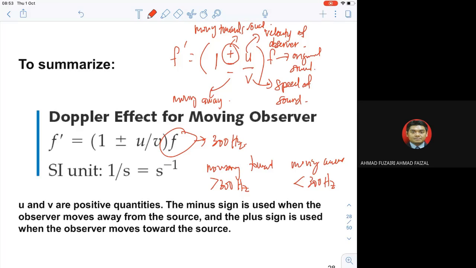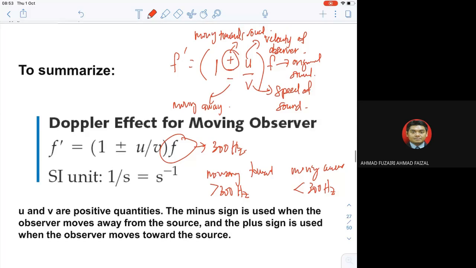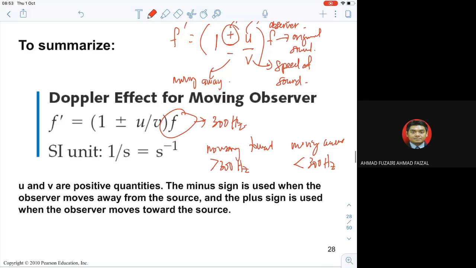Remember, f prime is the frequency of the observer. U and V are positive quantities. The minus sign is used when the observer moves away from the source, and the plus sign is used when the observer moves towards the source. Sometimes you will encounter f O. Some books will use f prime, maybe f O. f O means the observed frequency of the observer.